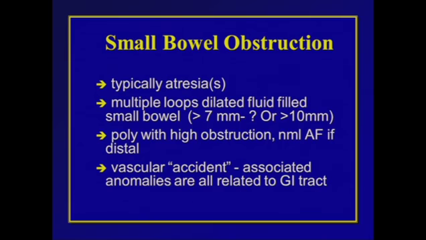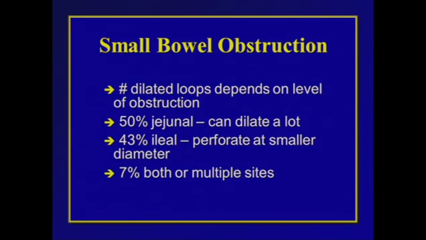Atresias are felt to be vascular accidents, and the associated anomalies are all related to some other vascular etiology. When you have a small bowel obstruction, the number of dilated loops will depend on the level of the obstruction. So a proximal obstruction will have a fewer number of loops, and a distal obstruction will have more loops. It's important to remember that the jejunum is easily dilated, and that a proximal obstruction can have larger small bowel loops, whereas the ileum does not stretch quite as well. And ileal obstructions tend to result in perforations at smaller diameters. About 7% of the time, the atresias will be multiple.